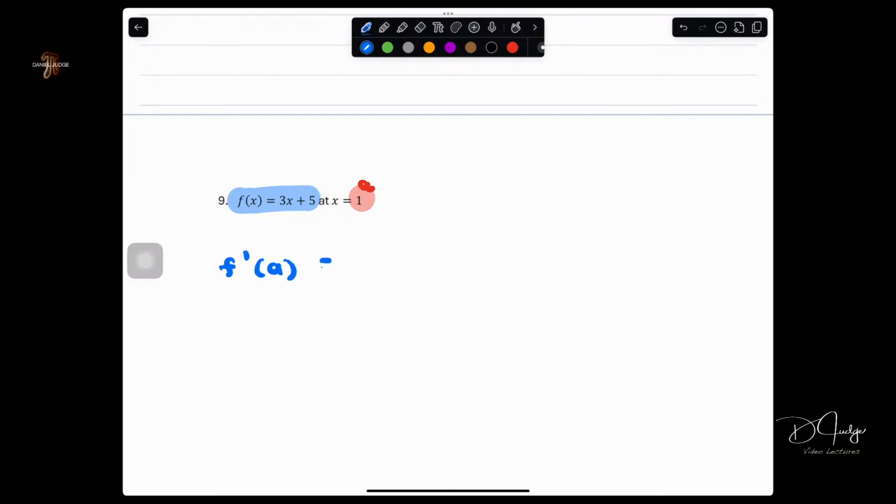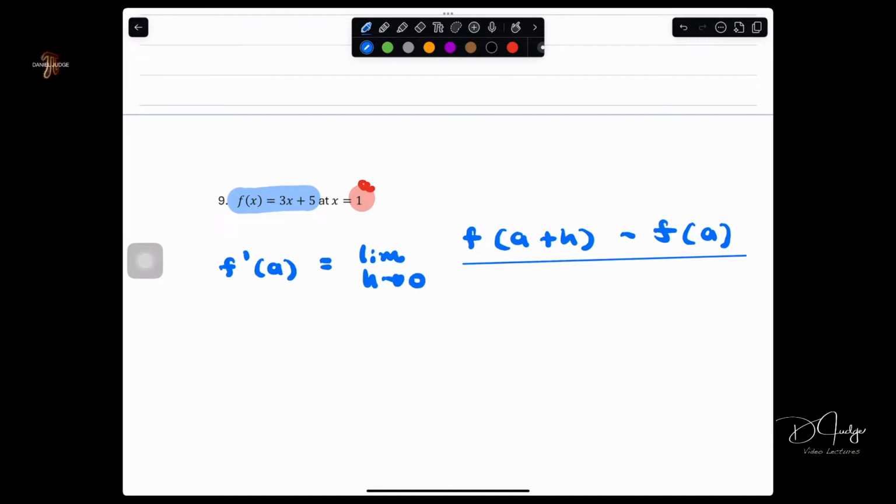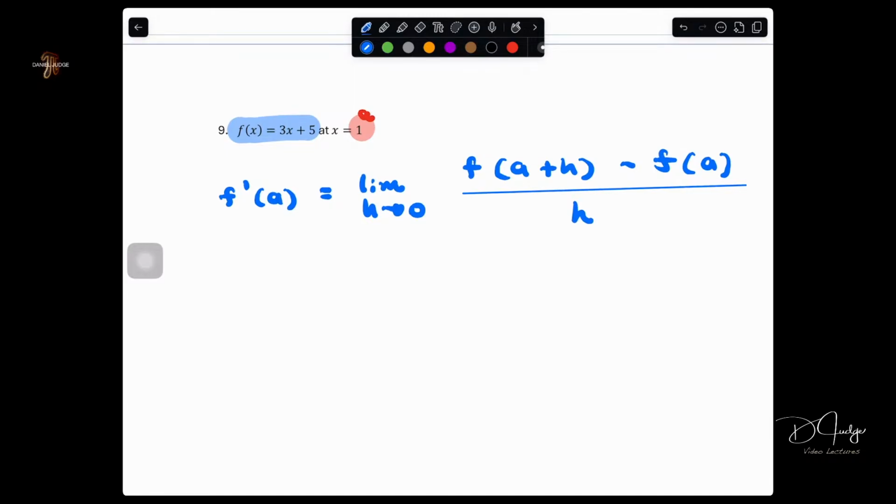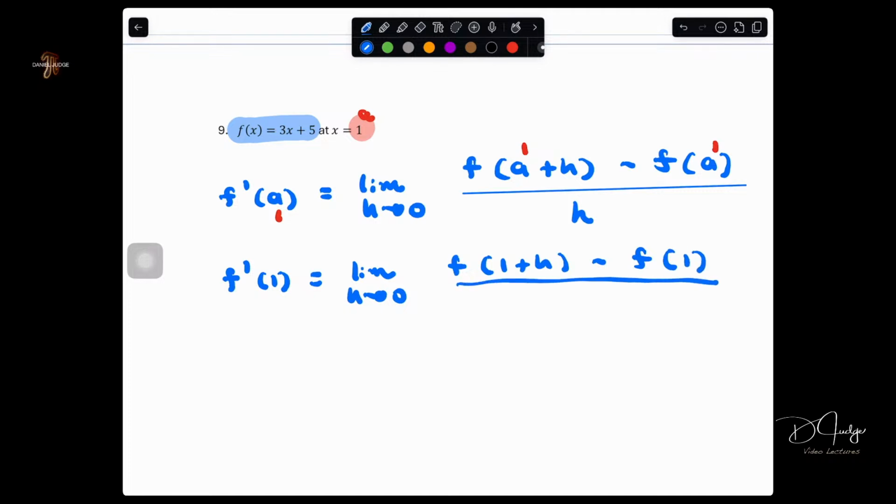F prime of a is the limit as h goes to 0 of f of a plus h minus f of a, everything over h. Plug in 1 for a, and now you get f prime of 1 becomes the limit as h goes to 0 of f of 1 plus h minus f of 1 over h.